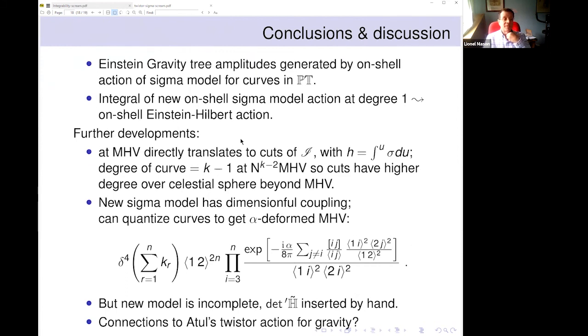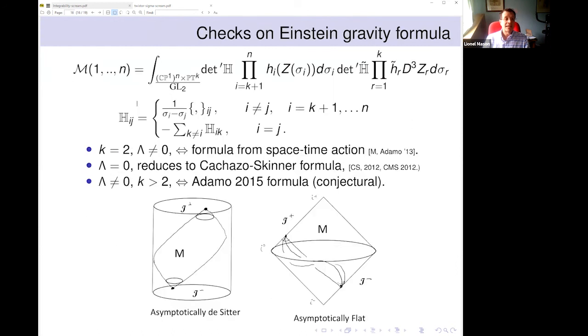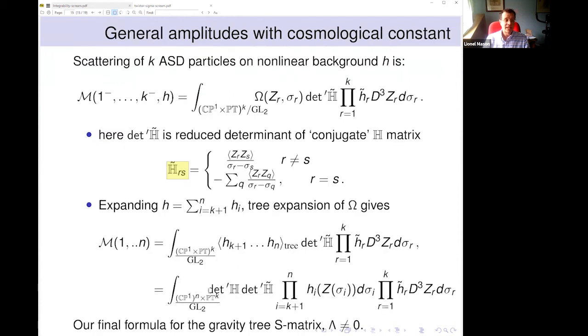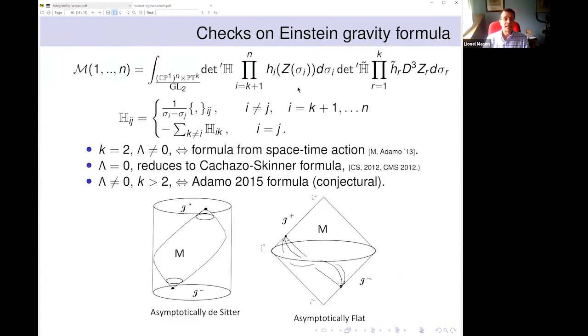but because I'm out of time, I had better just conclude. So what have I said? Well, maybe I should just go back and say that our formula here is still a little bit conjectural. I mean, there's a certain amount of evidence. At zero cosmological constant, this is proved. But for non-zero cosmological constants, its status still has some conjectural aspects.